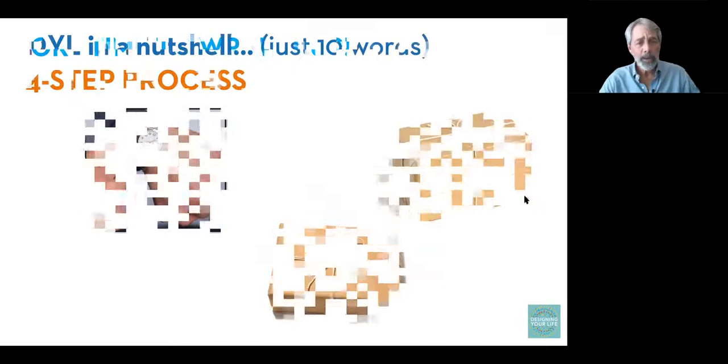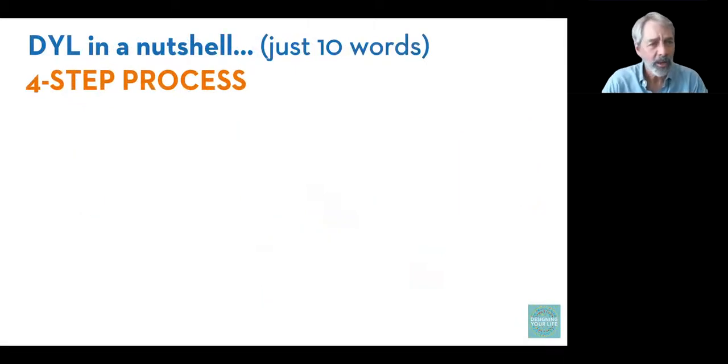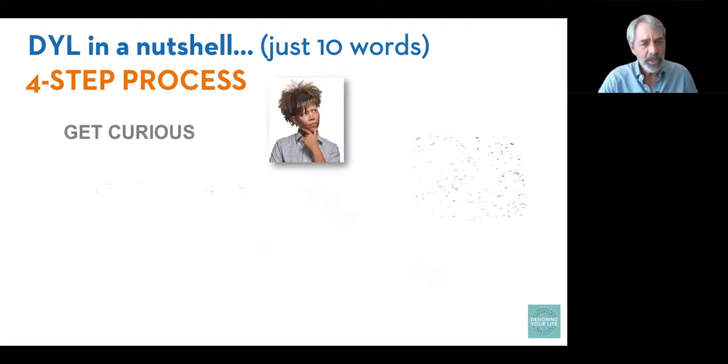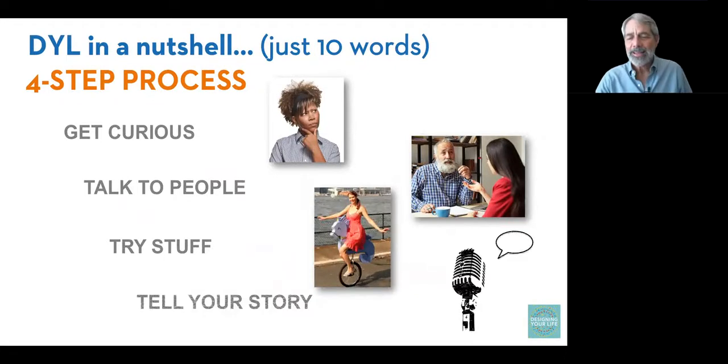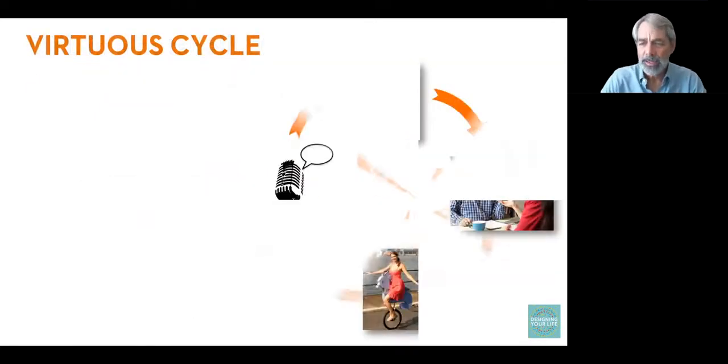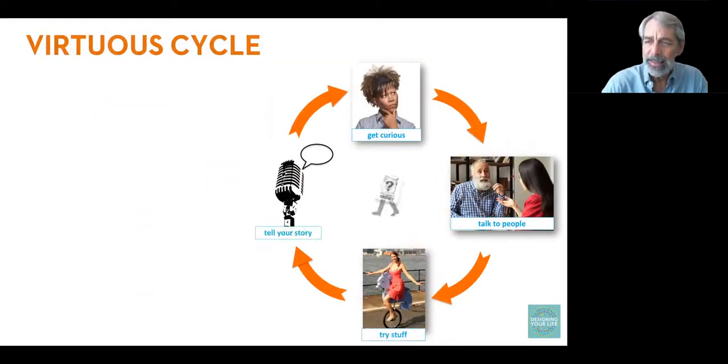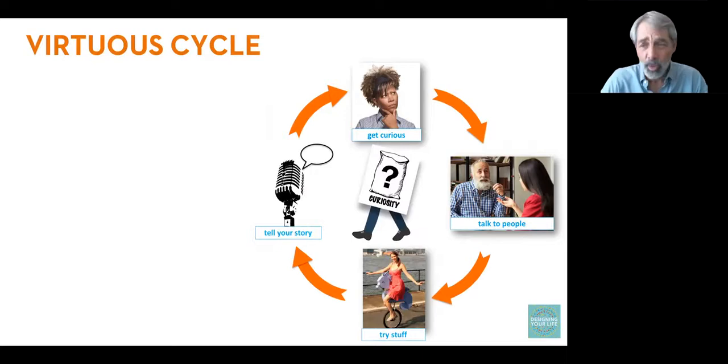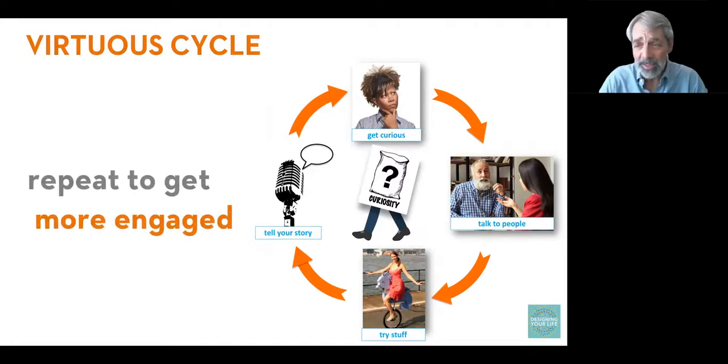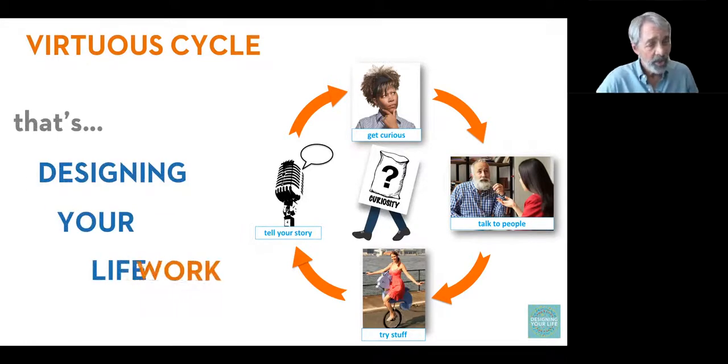Okay, we're done here. We said about 45 minutes and here it is. If I had to nail the whole thing down in a very short process, 10 words: get curious, talk to people, try stuff, and tell your story. Tell the story of what you're learning, having talked to people and tried stuff that you're curious about. It's a virtuous process that gives your curiosity legs. You get out there in the world and take it, and you repeat that process, lather, rinse, repeat, until something engages you fully, and then you are in fact designing your life and your work.